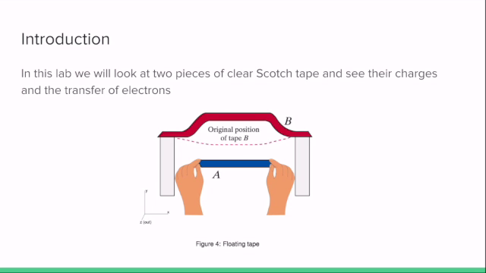In this lab, we're going to look at two pieces of clear Scotch tape and see their charges and how the transfer of electrons transfers between them. And we'll be using data from our Lab 1, which was recently seen in the last video. However, we will be changing the fact that the tape will not be looked at as a point charge, but as a series of charges, or a rod.